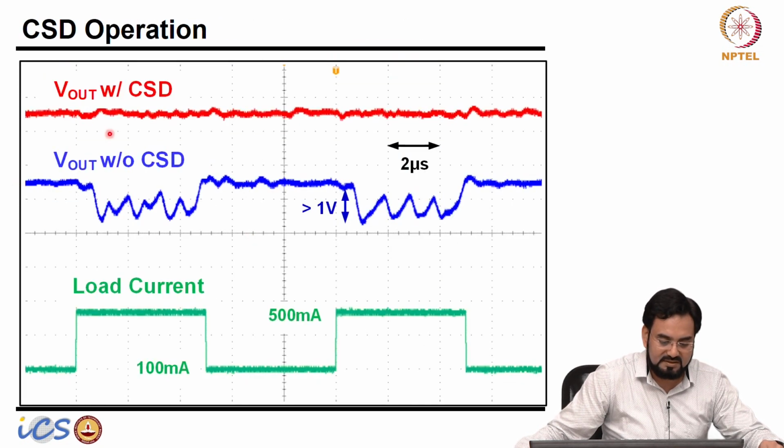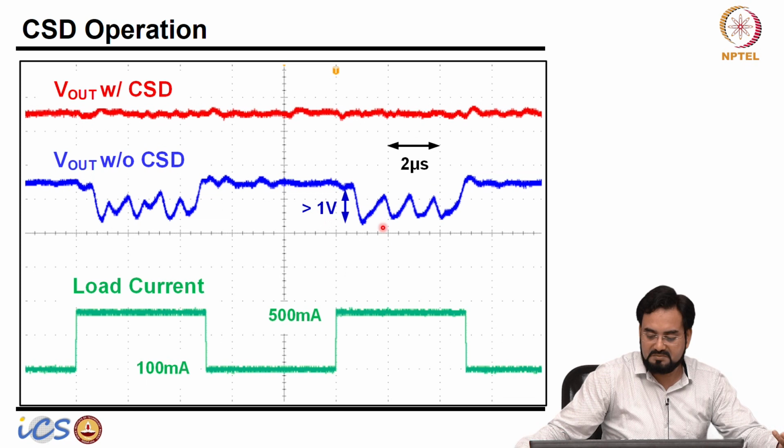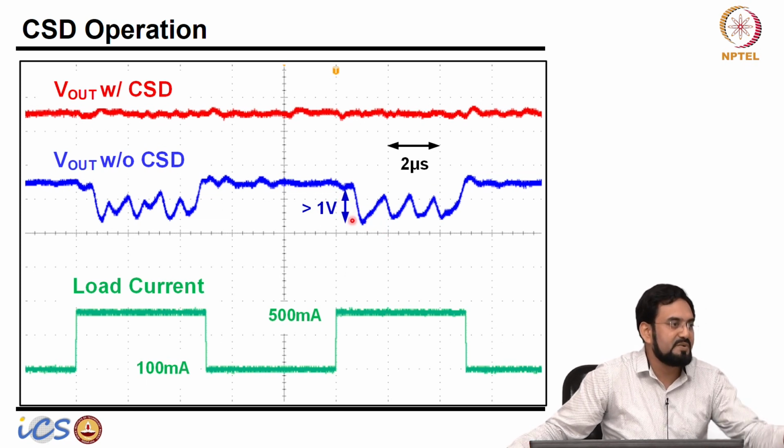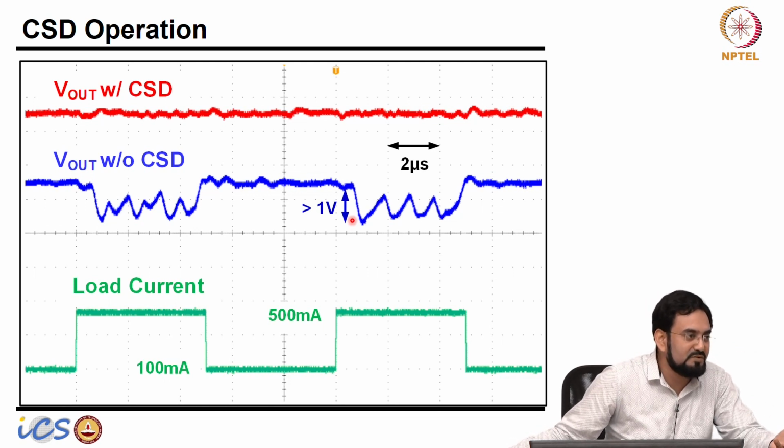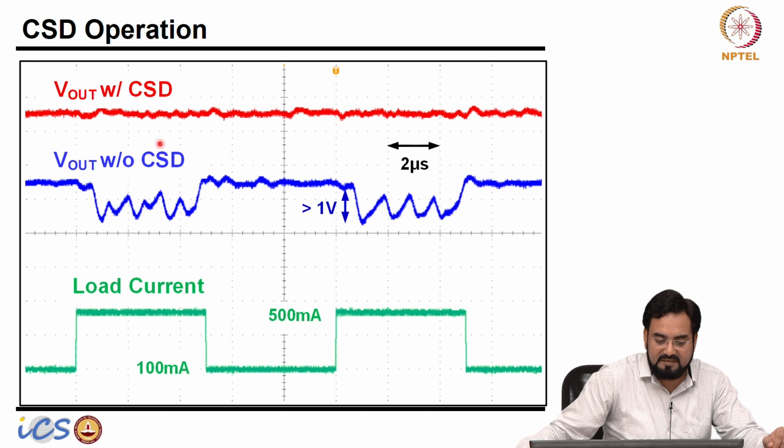You can see this is with the cycle slip detector. When we apply the load current, the duty cycle is changing and going to 2 pi, and my voltage dips like this. The undershoot, you can see, is more than 1 volt. So if you are operating at 1.2 volt, it will go down to about 200 millivolt or so. And the moment I have a cycle slip detector, it remains constant.